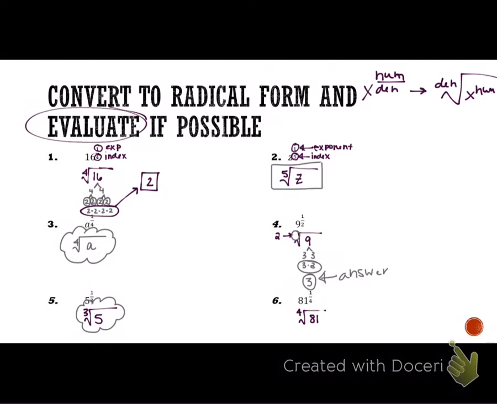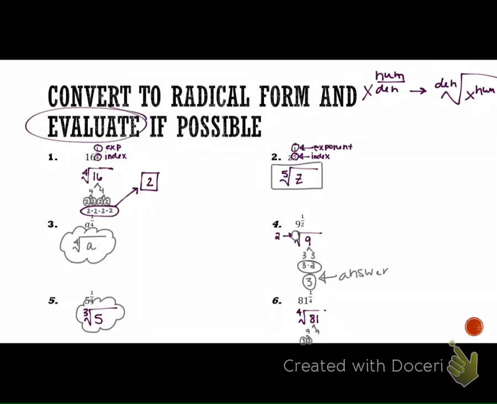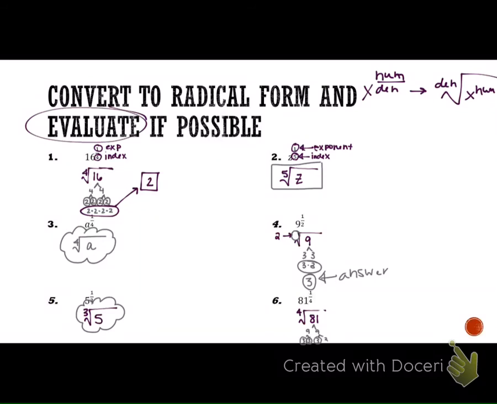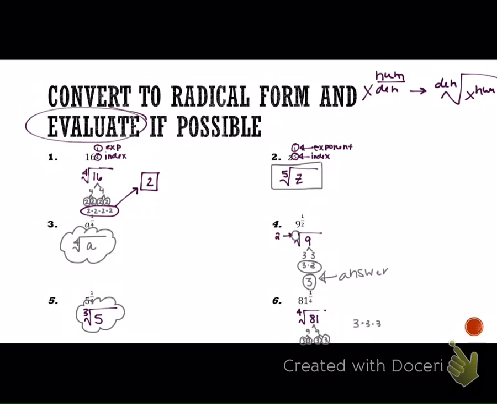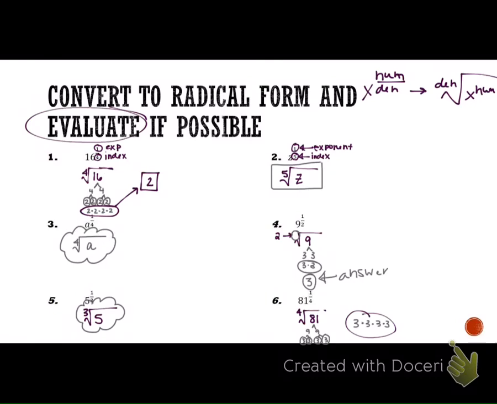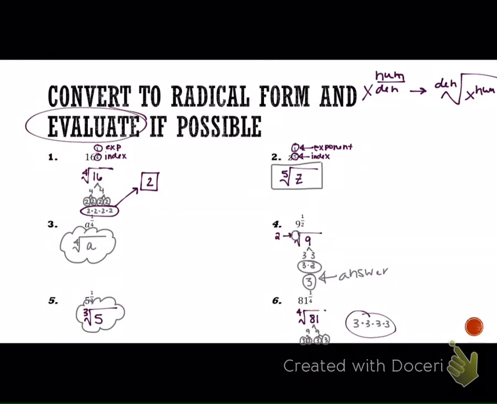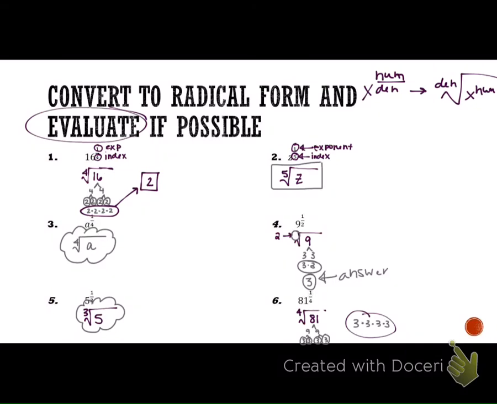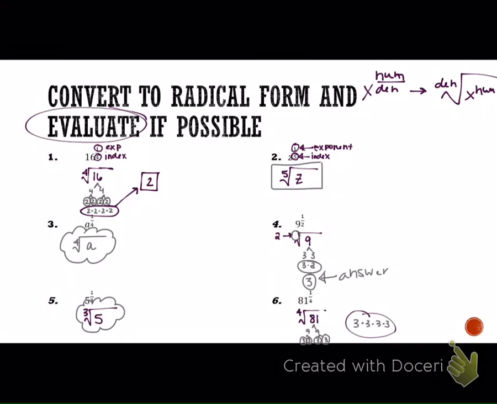Okay, so can we do a factor tree for 81? Yes. 9 and 9, and then 3 and 3 and 3 and 3. I'm looking for a group of 4. It's a perfect 4th, as you said, and the 4th root of 81 is 3.